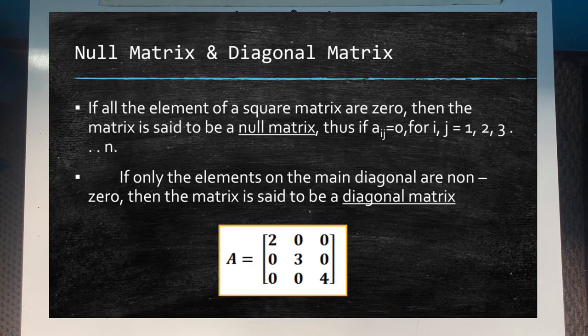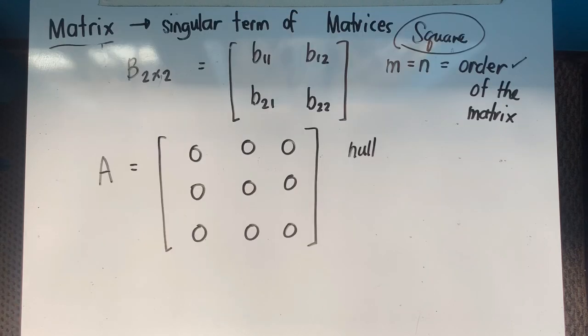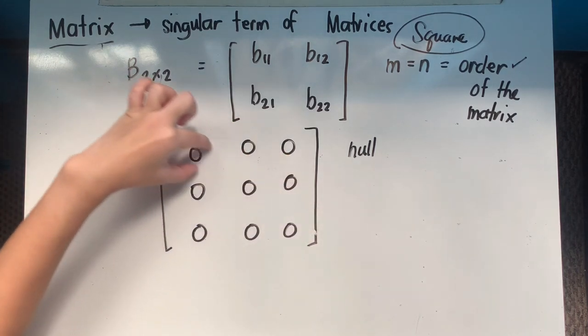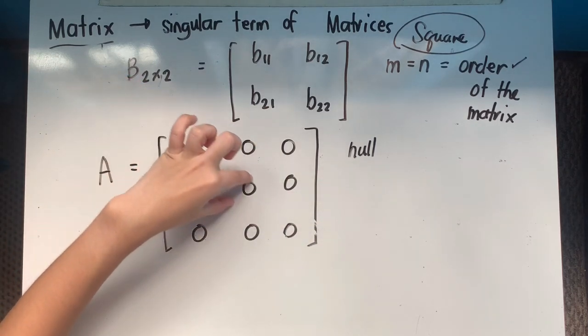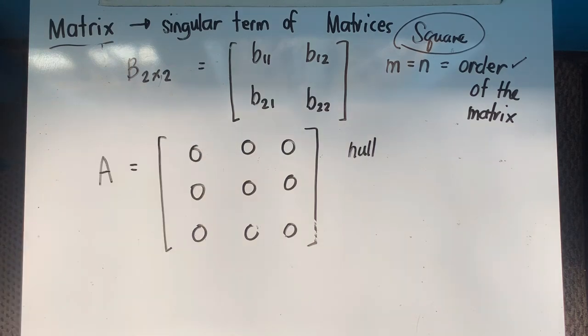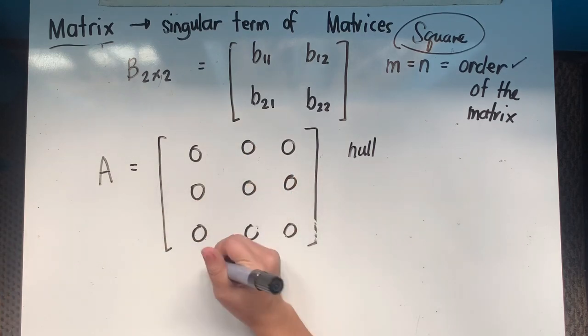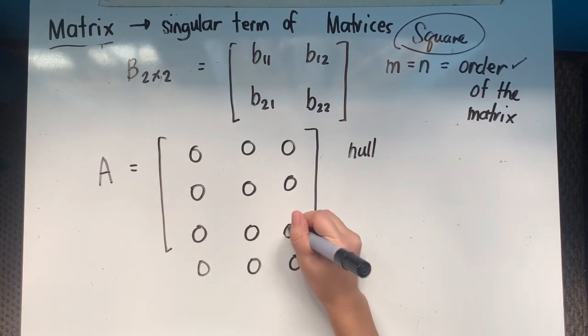If only the elements on the main diagonal are non-zero, then the matrix is said to be a diagonal matrix. Of course, if we are talking about shapes, both rectangles and squares have diagonals. But when it comes to matrices, a matrix is only considered a diagonal matrix if only the main diagonal is non-zero. In matrices, only a square matrix may be considered a diagonal matrix because it is the only one that fits exactly.